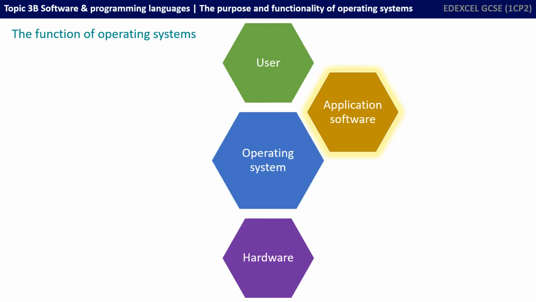Now, the user doesn't tend to interact directly with the hardware, but instead they use application software such as word processors, spreadsheets, or graphics programs in order to accomplish a given task. And it's the role of the operating system to provide a platform on which that application software can run.